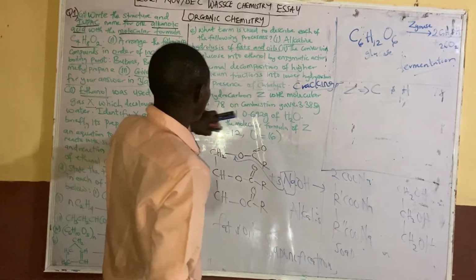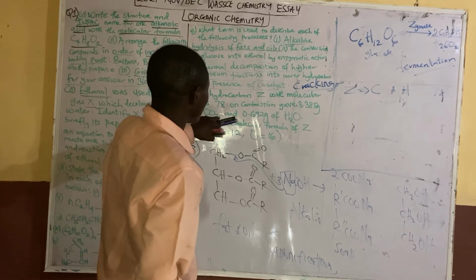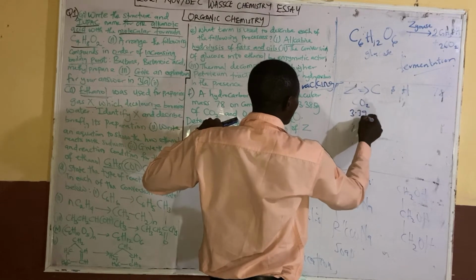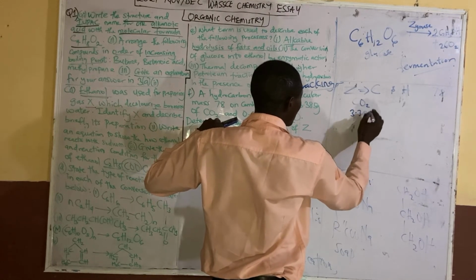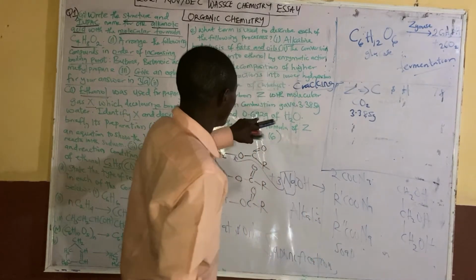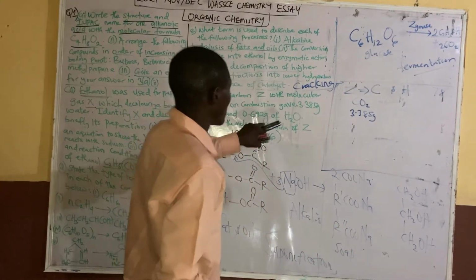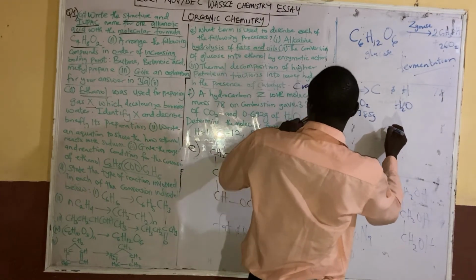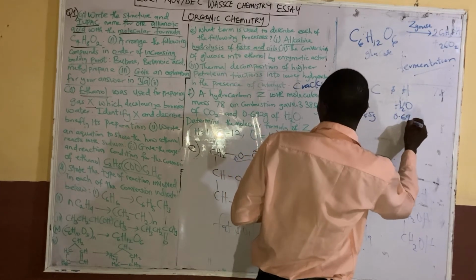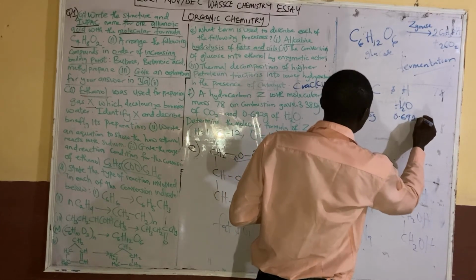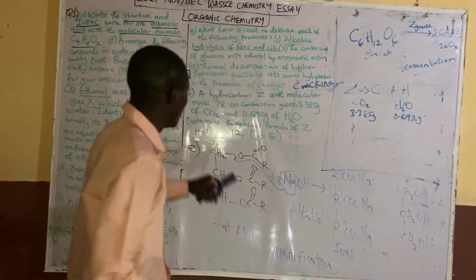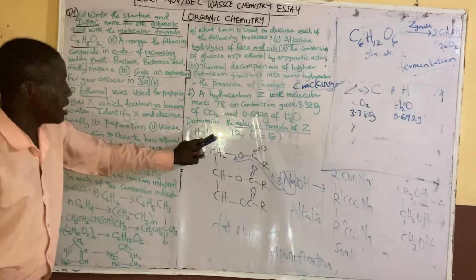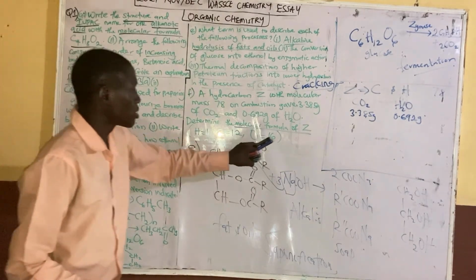On combustion, it gives 3.385 grams of CO2, and 0.692 grams of water. Now determine the molecular formula of Z, given that H is equal to 1, C is equal to 12, oxygen is equal to 16.